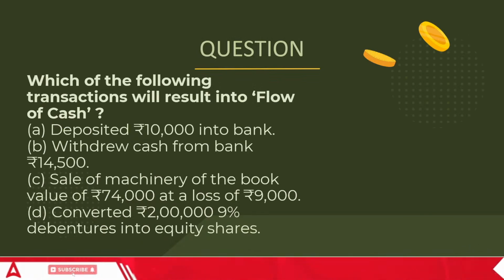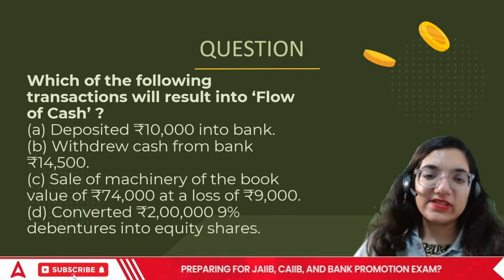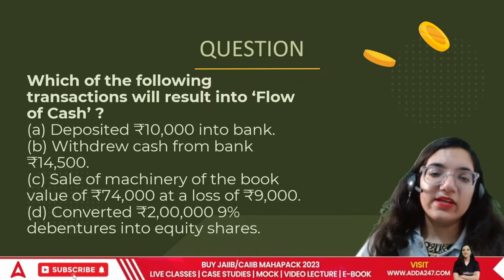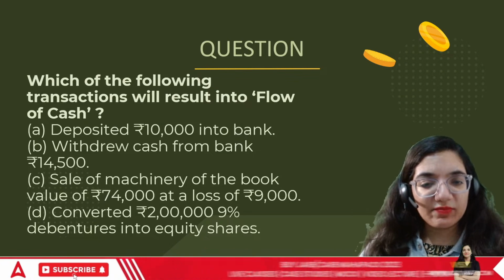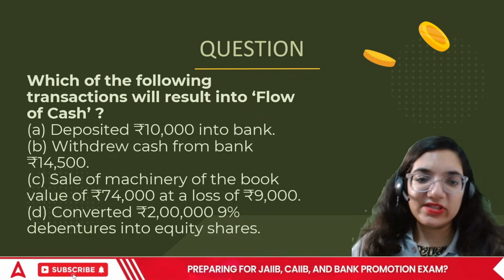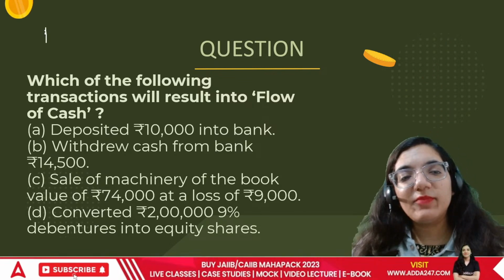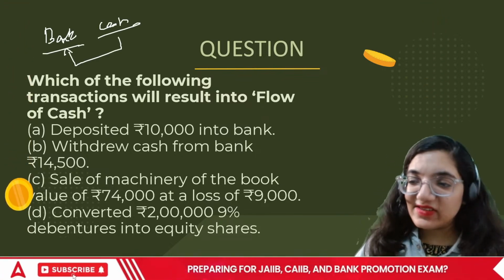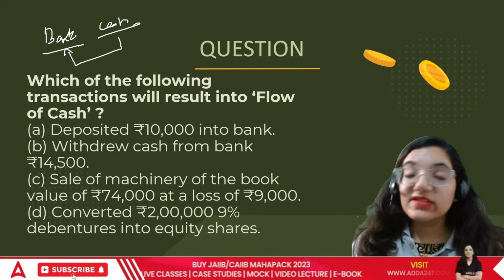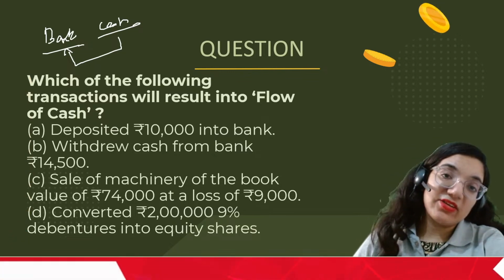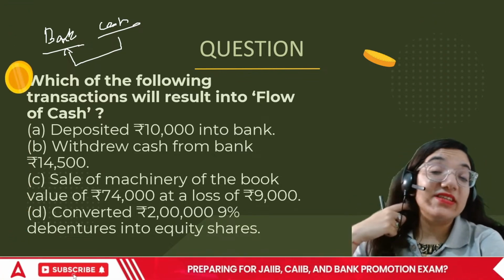Next point. Which of the following transactions will not result in flow of cash? Deposit money into bank, withdrew cash from bank, sale of machinery, or converted 2 lakh shares into equity shares. Okay. If I have bank balance and I convert it into cash balance, or cash converted into bank balance, this is just a movement, or this is just a change, right? This is not exactly inflow. Money is not coming into our bank accounts or cash. None of these things is increasing.